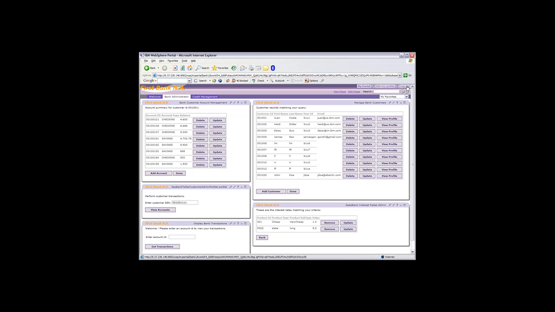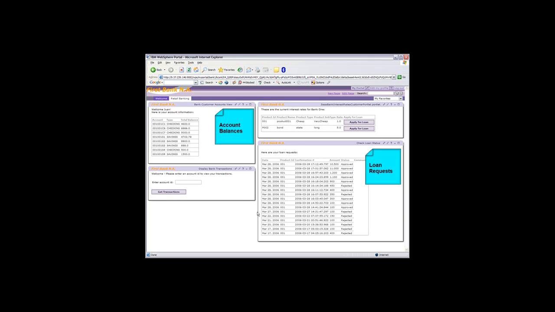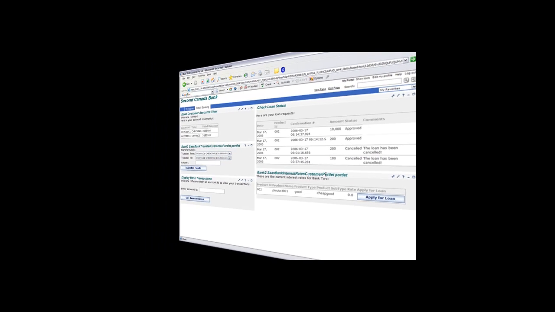The third role in our banking application is that of the end user. Let us view what functions an individual customer can perform. Customers can look at their loan requests, they can look at their account balances, and they can view the transactions against a certain account. Now let's go to Bank 2's portal. We notice the individual branding for Bank 2 is very different from Bank 1.